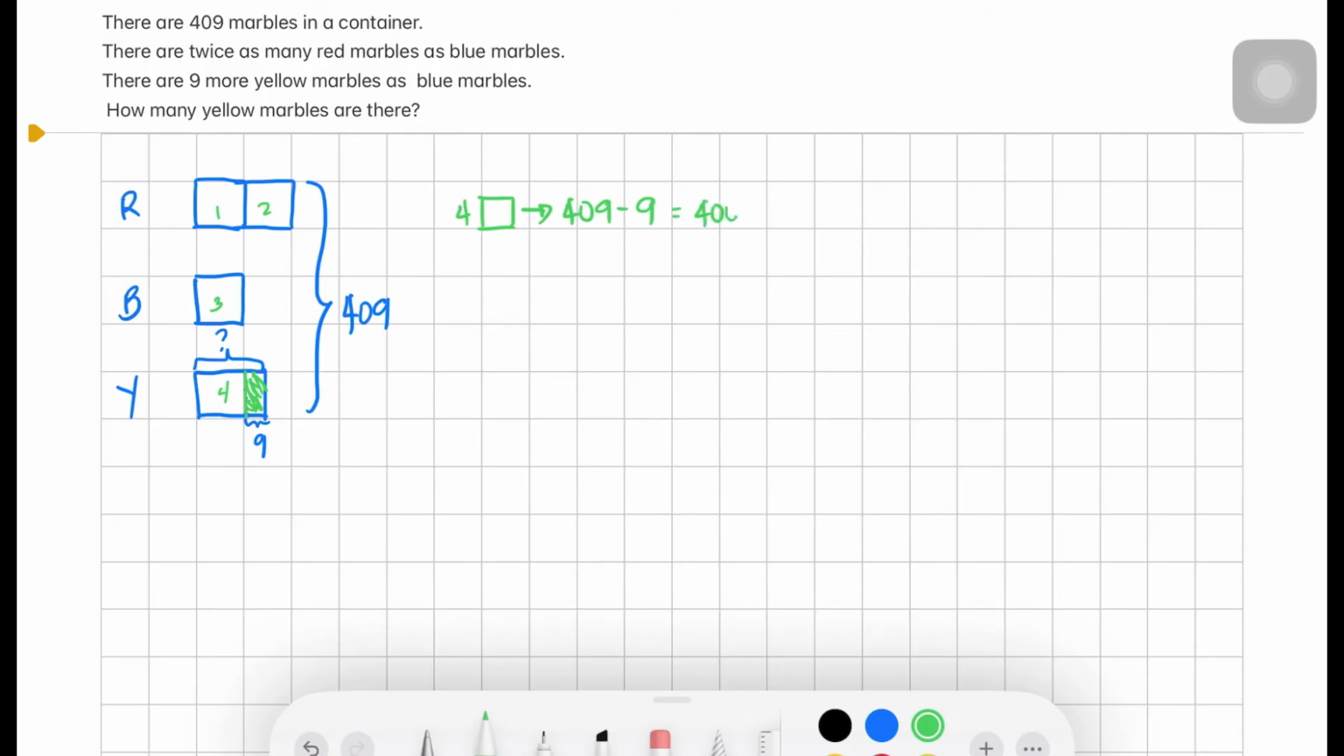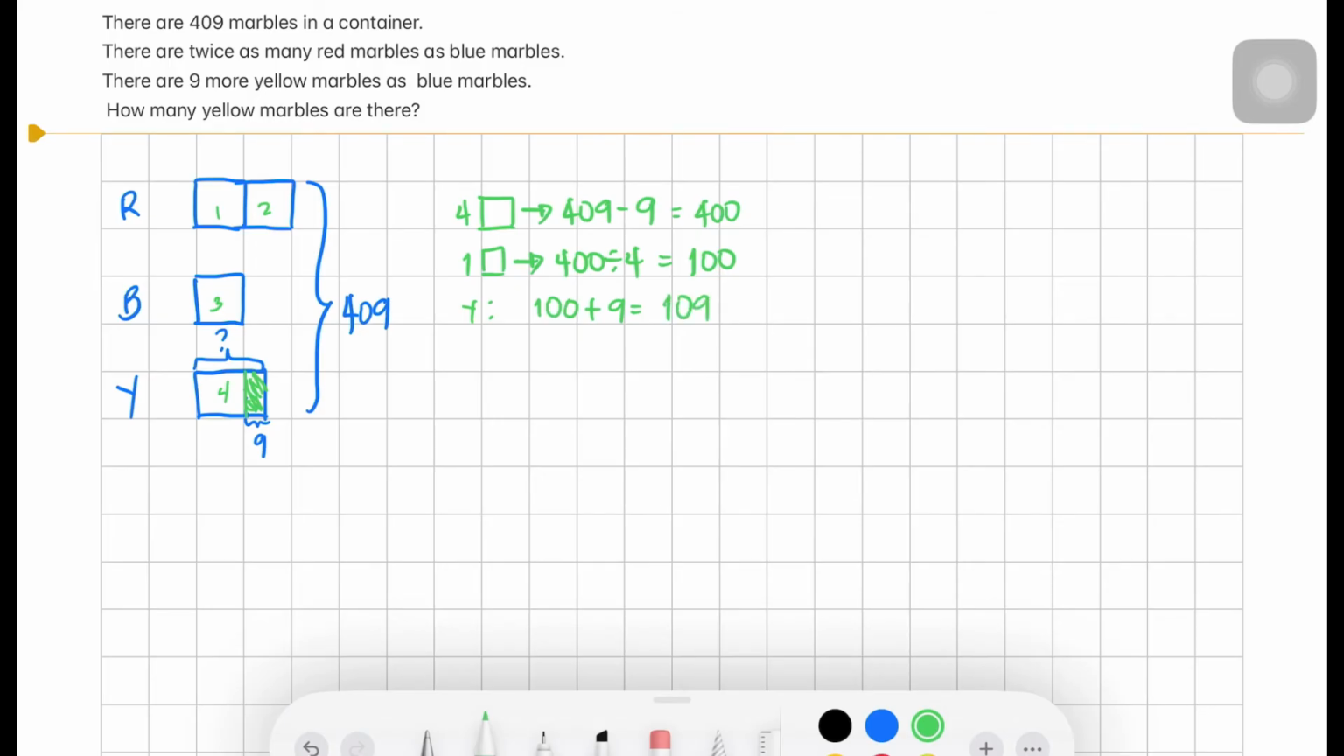And that is 400. For me to get 1 unit, okay, I need to get a unit so that I will be able to get blue and then get yellow afterwards. So 1 unit will now be 400 divided by 4, 100. Therefore, our yellow would be 100 plus 9, 109.